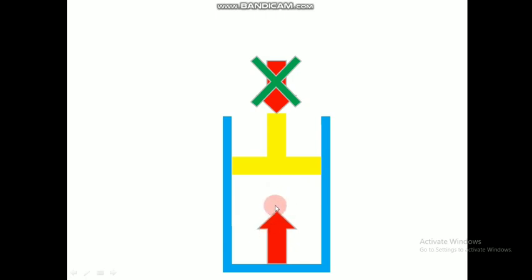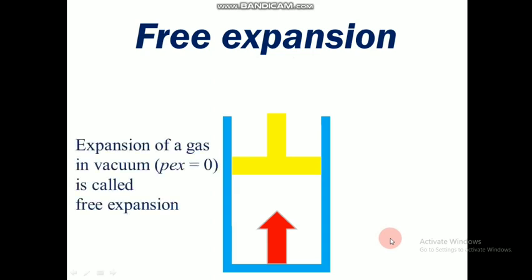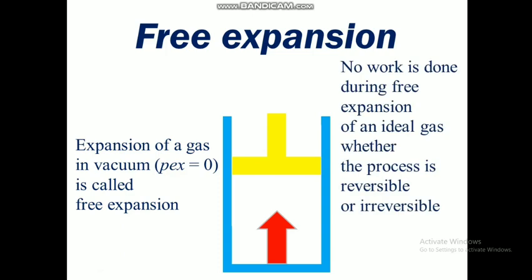This kind of expansion where no external pressure is present is known as free expansion. So expansion of gas in vacuum, or when there is absolutely nothing around the container, is known as free expansion, or the expansion when Px is equal to 0. No work is done during free expansion of an ideal gas, whether the process is reversible or irreversible.